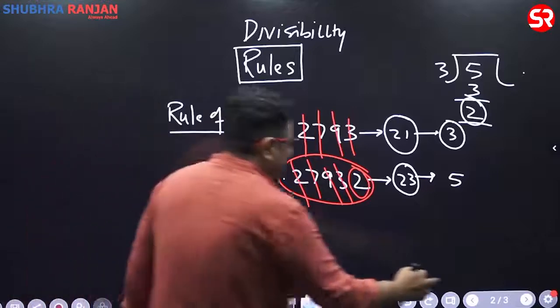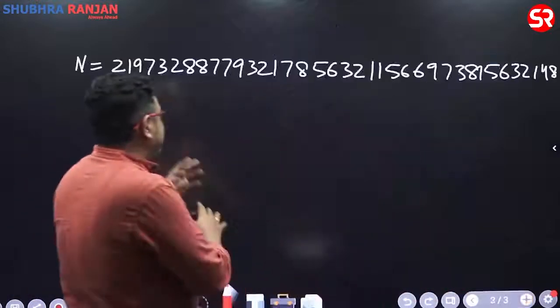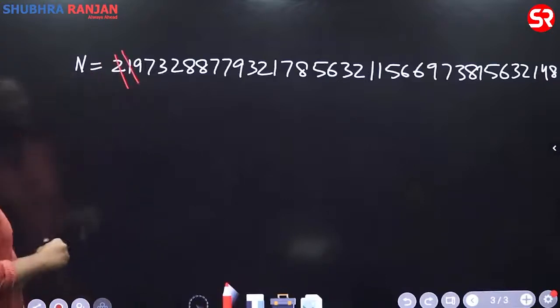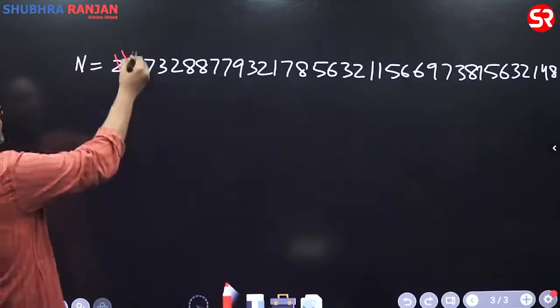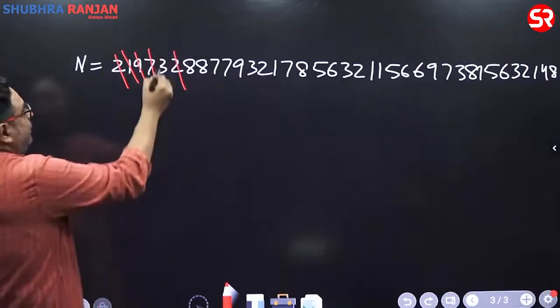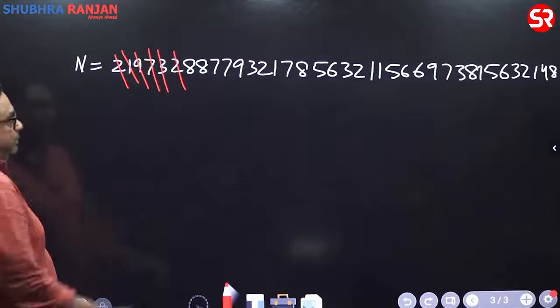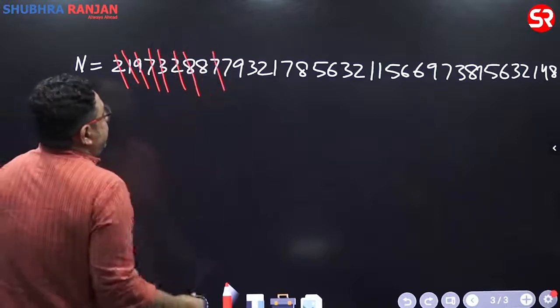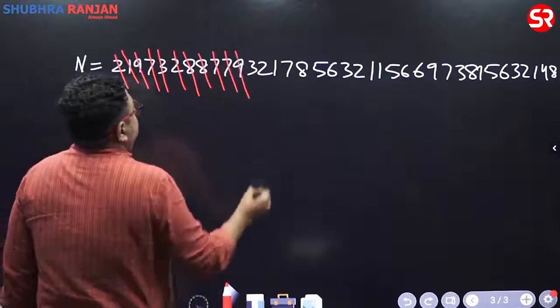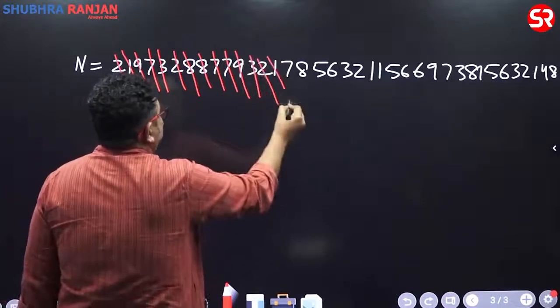Now see this bigger number, guys. 2 plus 1 is 3, multiple of 3, ignore. 9 is a multiple of 3, ignore. 7 plus 2 is 9, multiple of 3, ignore. 3 is a multiple of 3, ignore. 8 plus 7, 15, multiple of 3, ignore. 9, ignore. 3, ignore. 2 plus 1, ignore.